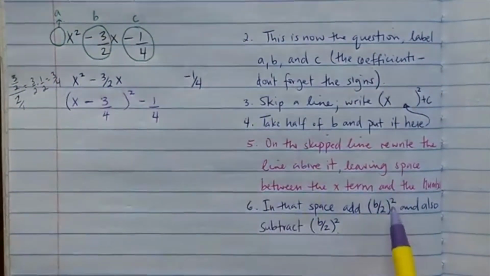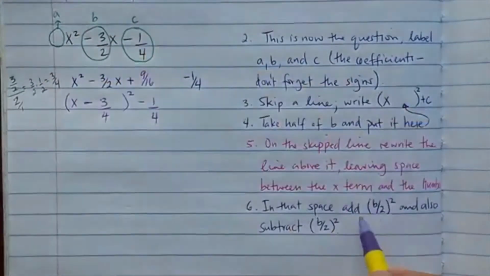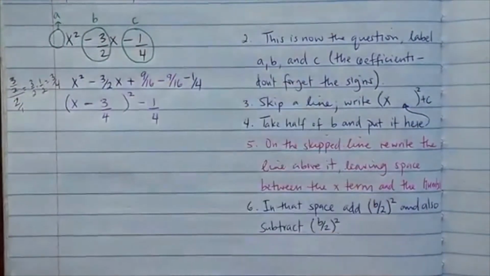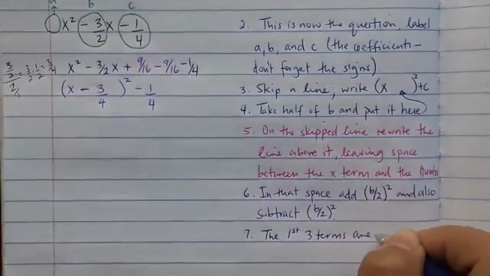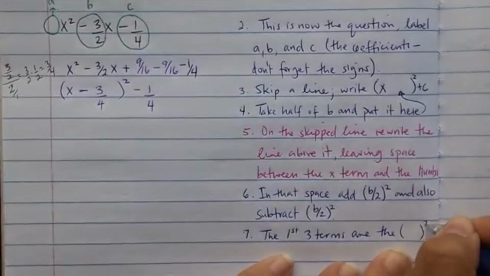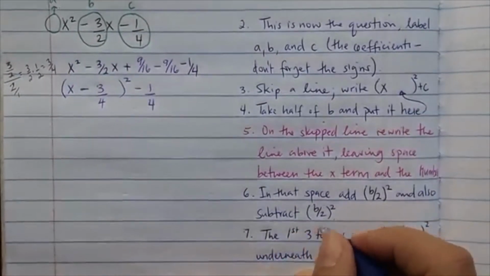So we're going to square b over 2. We already know b over 2 is negative 3 over 4, so square that. That's going to be positive 9 over 16. So you're going to add it and subtract it. Number 7, the first 3 terms are the parentheses squared underneath it. So all that's missing is to subtract b over 2 squared.